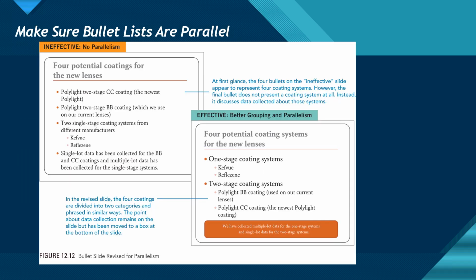Make sure bullet lists are parallel. Here, we see ineffective and effective versions of slides to show before and after versions of a slide that has been revised for parallelism. The annotations that appear point out how the effective slide is better than the ineffective version. They are better because of two reasons: the way coding systems are categorized and the use of a box at the bottom of the slide for information related to data collection.